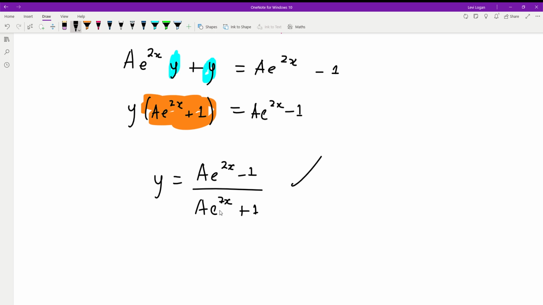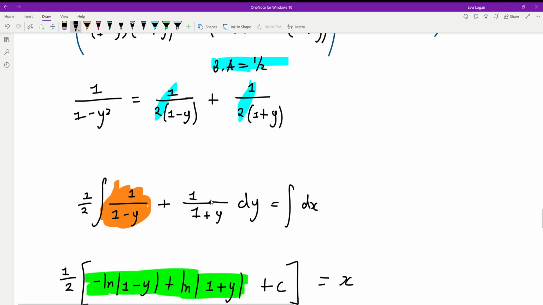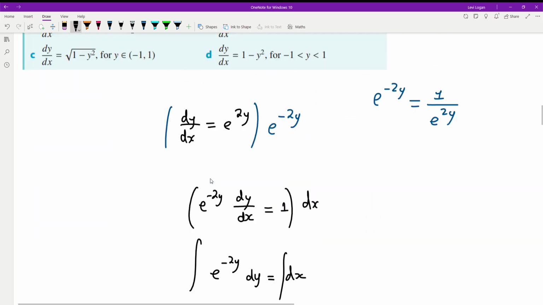And that is the solution to your differential equation. That was a mouthful, but we got it done.